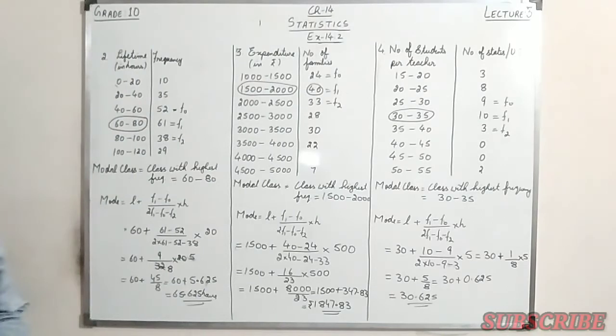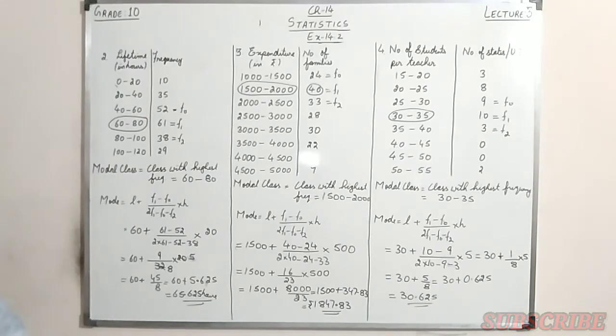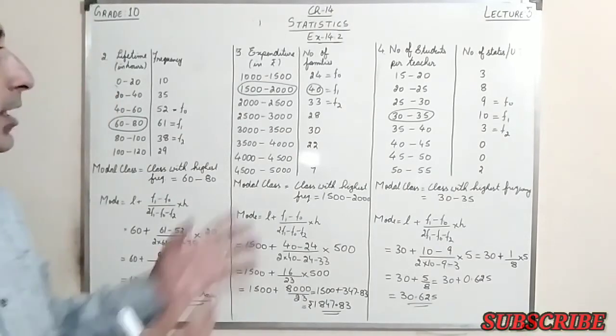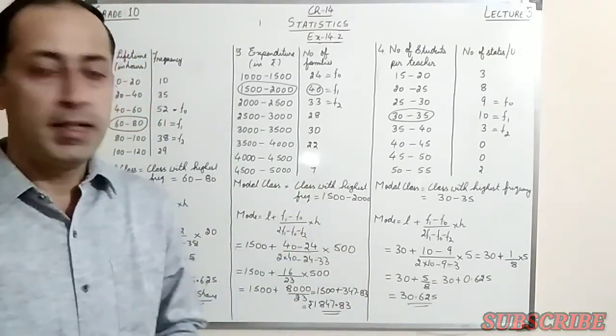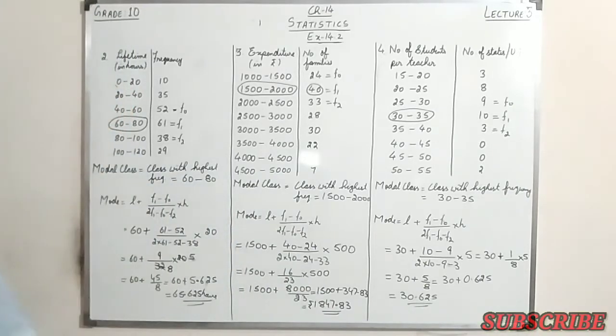30.625 students per teacher. That is the average. This is the modal class for the whole country, right? And in this question we have to find the mean also. You can try it yourself by using the assumed mean method also, and then you can compare the two things, right? Let's go to the next question now.